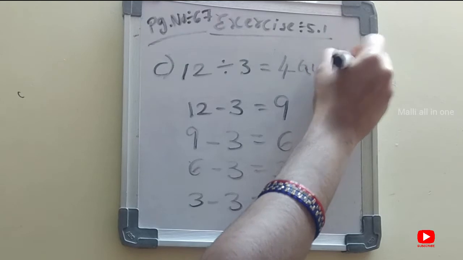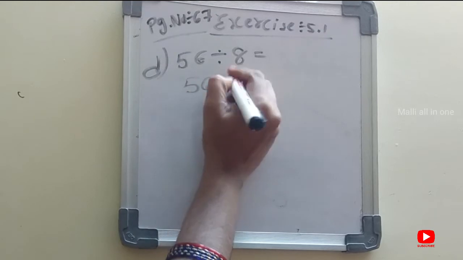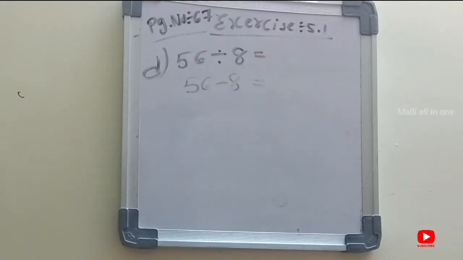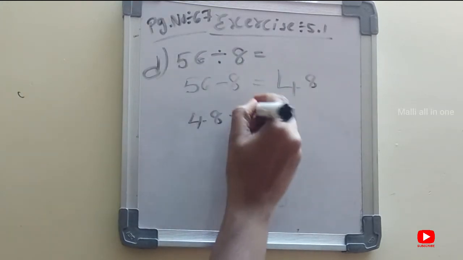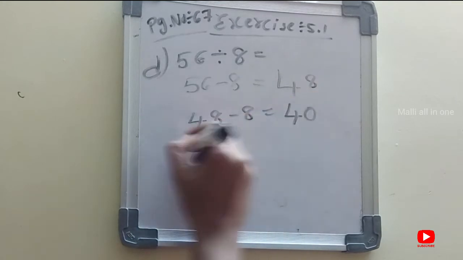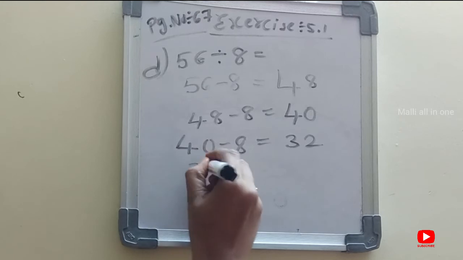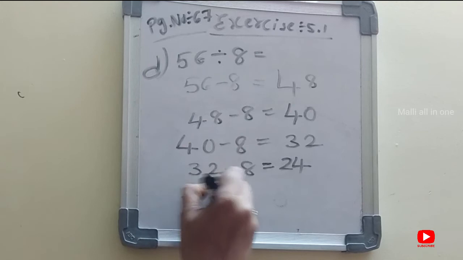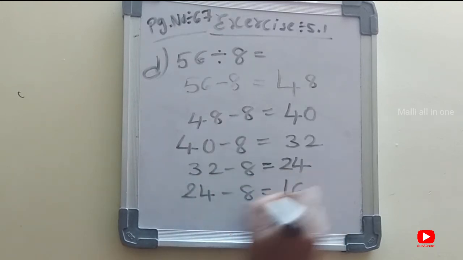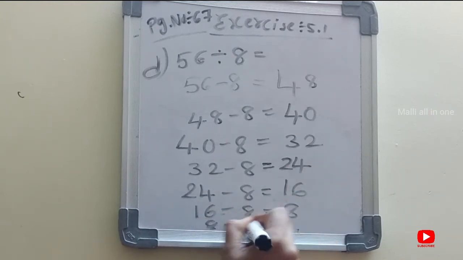Okay. Now D sum. 56 divided by 8. 56 minus 8, subtract. 48. Next 48 minus 8, 40. 40 minus 8, 32. 32 minus 8, 24. 24 minus 8, 16. 16 minus 8, 8. 8 minus 8, 0. We got 0.